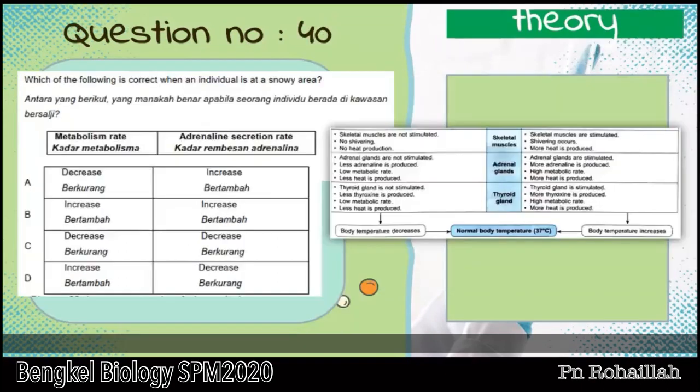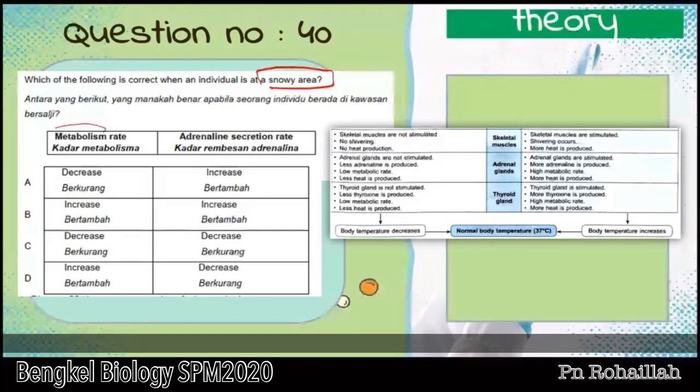40. Alright, which of the following is correct when an individual is at a snowy area? Tak boleh nak pergi jalan lah. COVID. Kita duduk kat Malaysia je, so kita tak ada snowy area. Okay. So, what will happen? Snowy area. Okay, you tengok sini. Ada tak? This one. Okay. So, bila snowy area, you punya metabolism rate will decrease or increase? Of course, metabolism rate dia perlu increase.